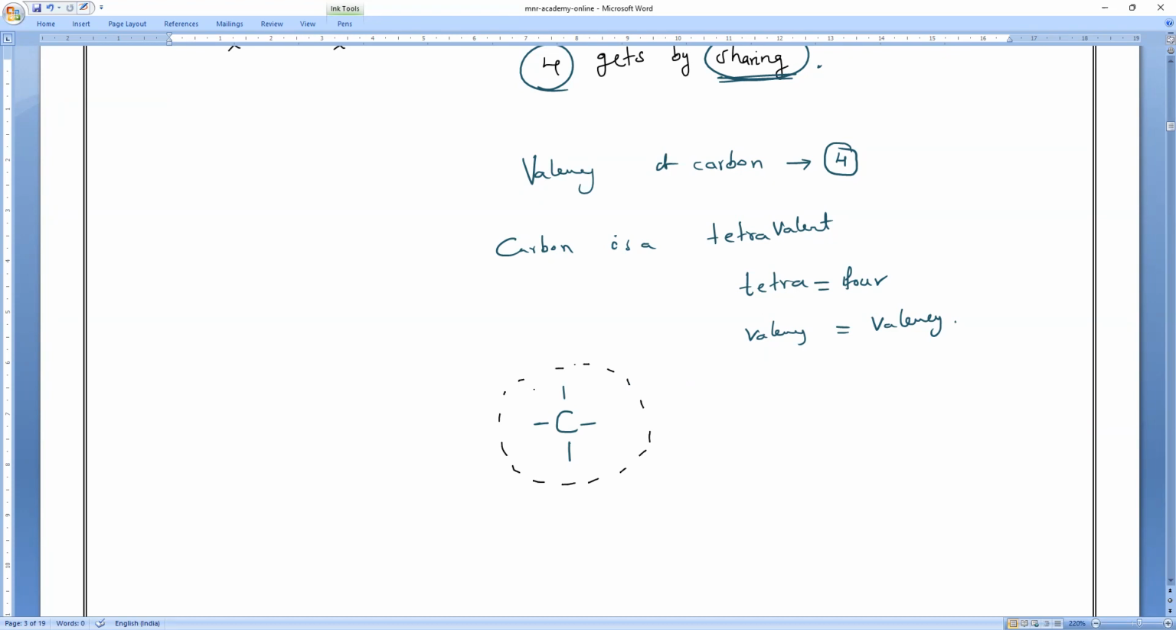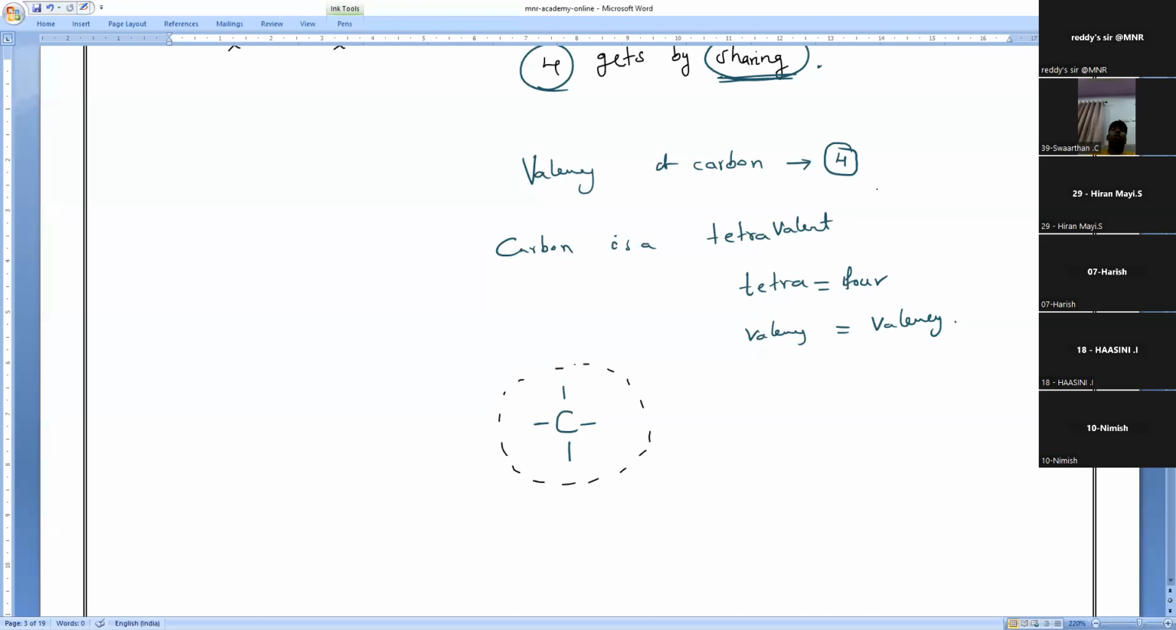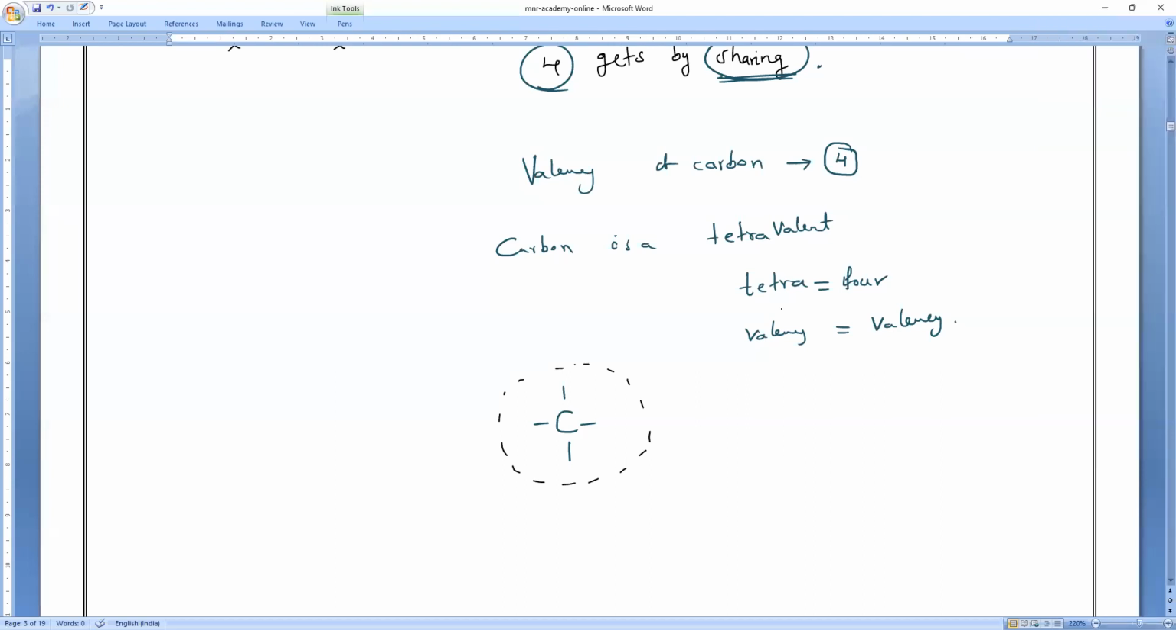So carbon always forms what bonds? Carbon always will form covalent bonds. What is the valence of carbon? It is tetravalent. Clear, everyone? So next, the most important property of carbon, what is that?